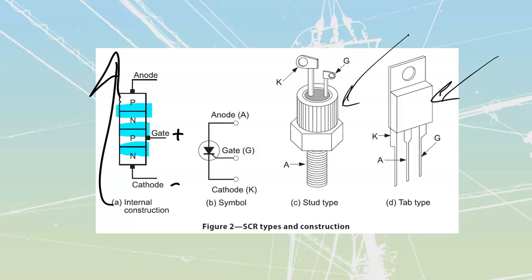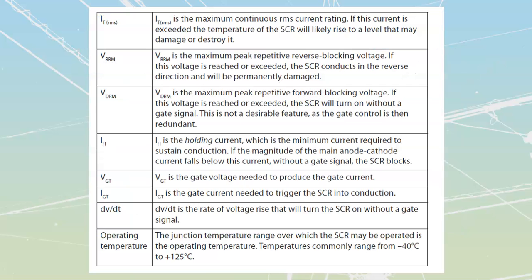They're going to have a bunch of ratings that are going to be used for selection. Stuff that we're going to be caring about is the amount of current that this thing is going to be able to carry: continuous current, or anode forward current as it's sometimes referred to, the maximum continuous RMS current rating. And if you go over that, you're going to destroy it.